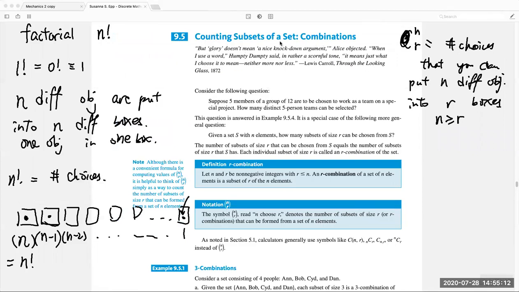So for NPR, the definition is like this one. So let's derive this value by this definition. So we consider there are R boxes.